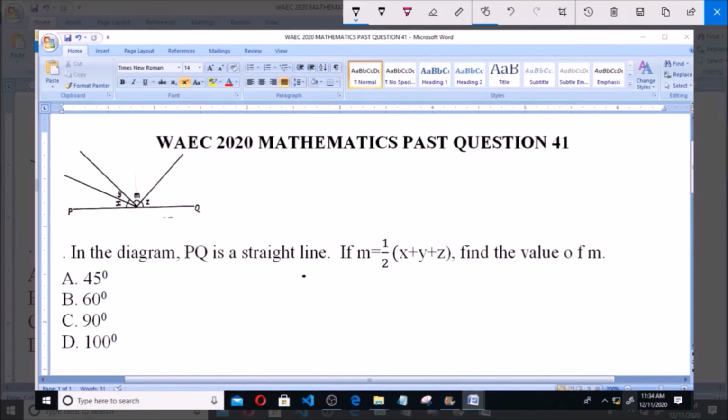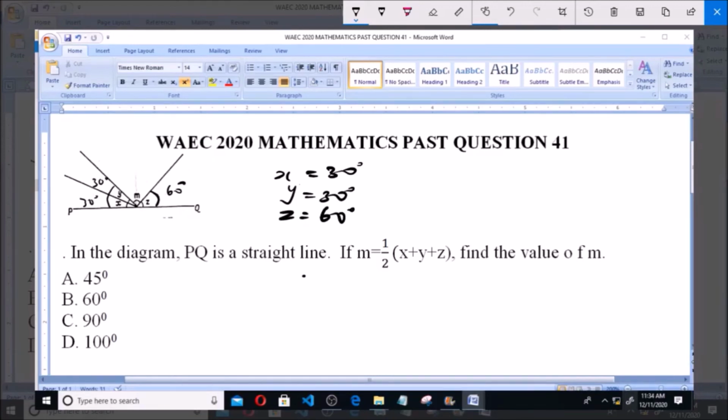Looking at this diagram, you see that this angle here is equal to this angle here, and this angle is a typical 60 degrees. So it simply means that x will be half of 60 degrees, which is 30 degrees, and y also will be half of 60 degrees, which is also 30 degrees. So we have x equals 30 degrees, y equals 30 degrees, and z equals 60 degrees.